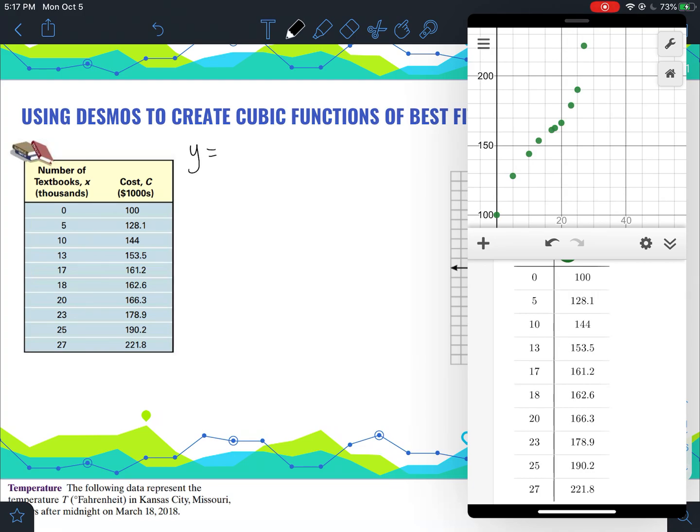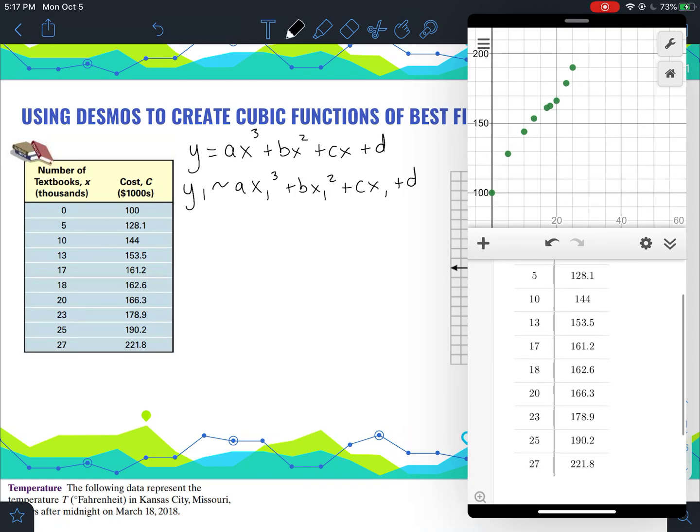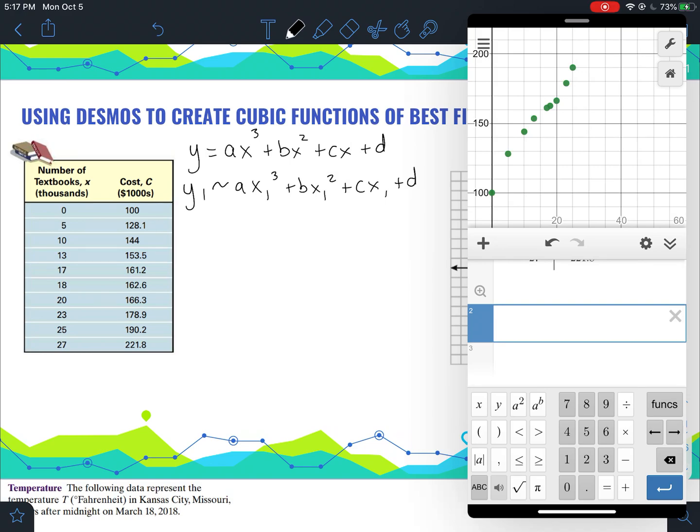So if we wanted to create a cubic of best fit, so we have y equals, and then normally it's ax squared plus bx plus c, but this time it's going to be ax cubed plus bx squared plus cx plus d. So we're going to add another coefficient, or another variable in this case, d, because we have more terms that we could have, because we have an x cubed, an x squared, an x, and a constant.